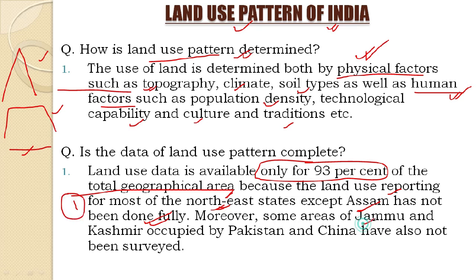Moreover, some areas of Jammu and Kashmir occupied by Pakistan and China have also not been surveyed. So 2 points are here related to different parts of India, different states of India, where the surveying of the land use pattern has not been done completely. So that's why the data which is available in the context of our country is only available for the 93% of the total geographical area.